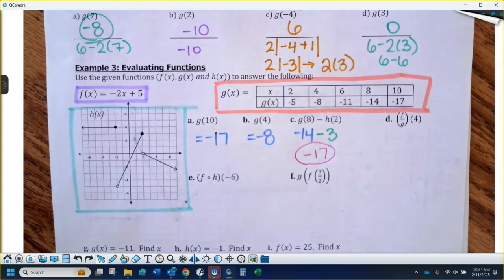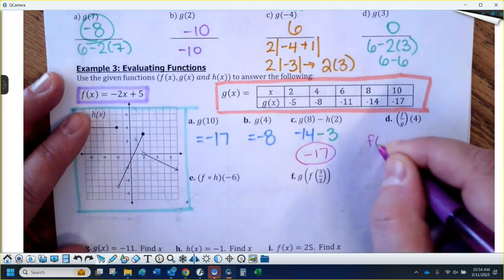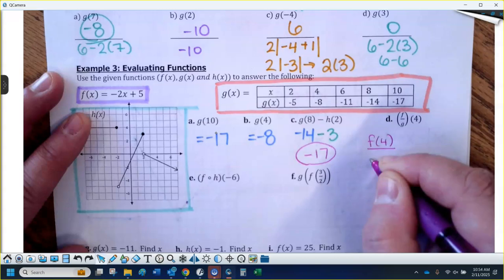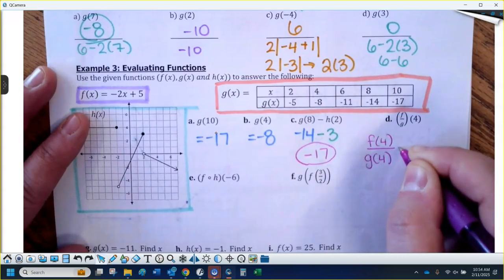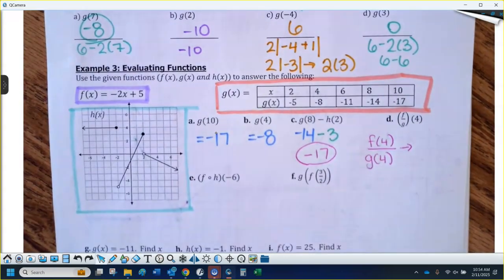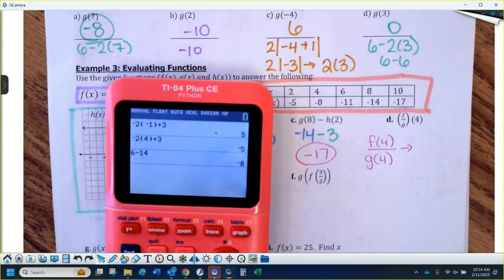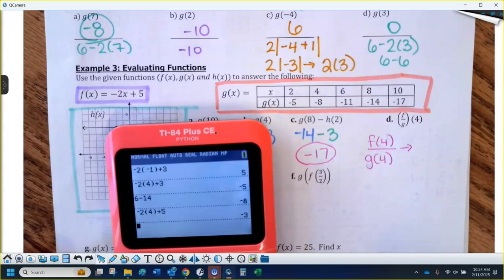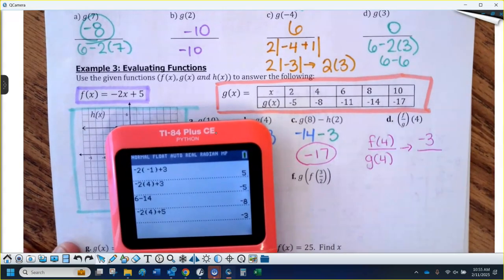All right. Part D, we have f of 4 divided by g of 4. All right, now f, this is just a little equation here. That's all I have to do. Just plug in 4 for x. So I'm just going to do, let's see, it's negative 2 times my x value, which is 4, plus 5. So the top of this would be negative 3.